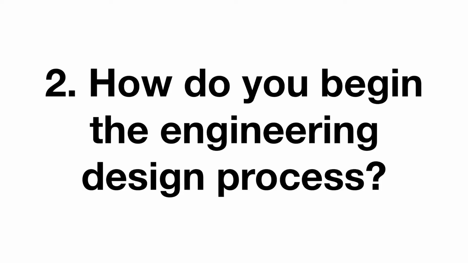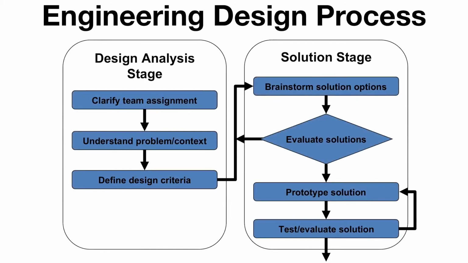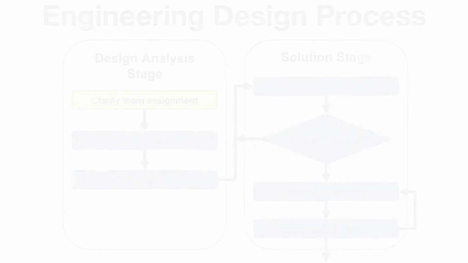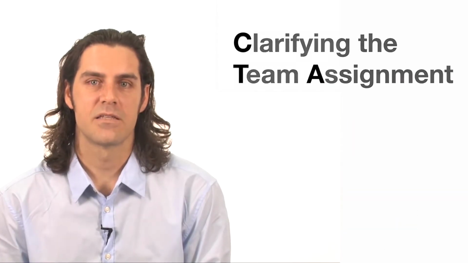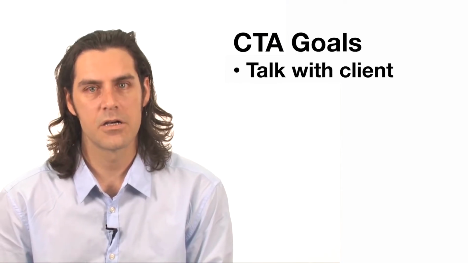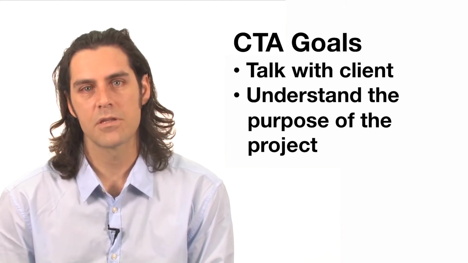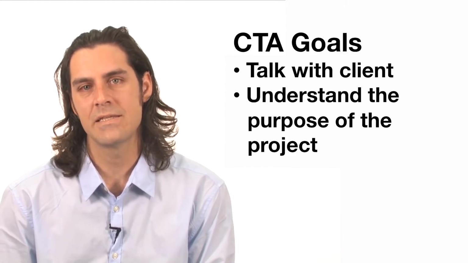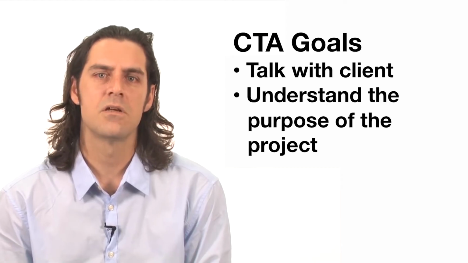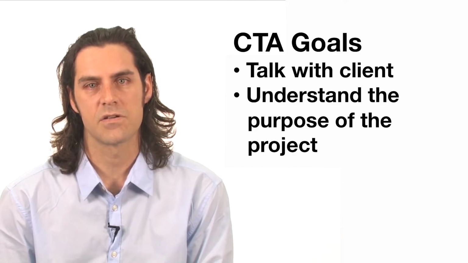Let's address the second question, how do you start? The engineering design process provides the answer to this question. In the first part of the engineering design process, your goal as a team is to develop a clear understanding of your assignment. This step is called clarifying the team assignment. In this step, your goal is to speak with the client to better understand the purpose and the scope of your design project. Often when you talk with the client for the first time, it may be insufficient to understand the full extent of the project, and it could require a more extensive conversation.